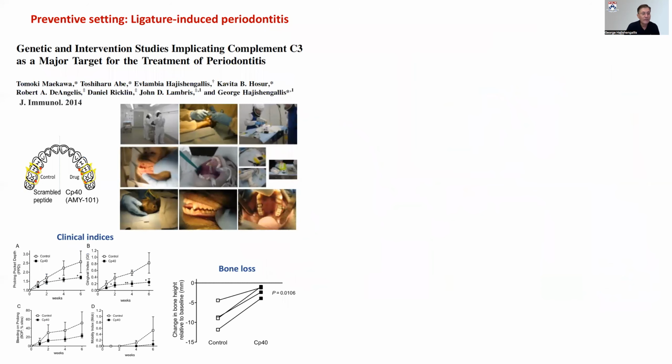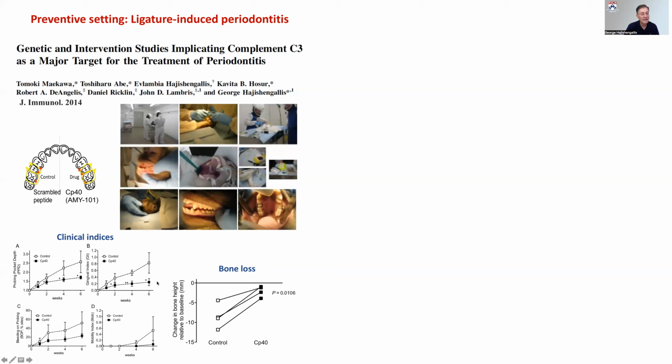In the first study we performed, we used the ligature-induced periodontitis model in young monkeys. That was a split mouth design. One side was treated with AMY-101, and the other was treated with a scrambled control. The sites that were treated with the drug developed significantly less clinical inflammation, as you can see by reduced probing pocket depth, reduced bleeding on probing, and reduced gingival index.